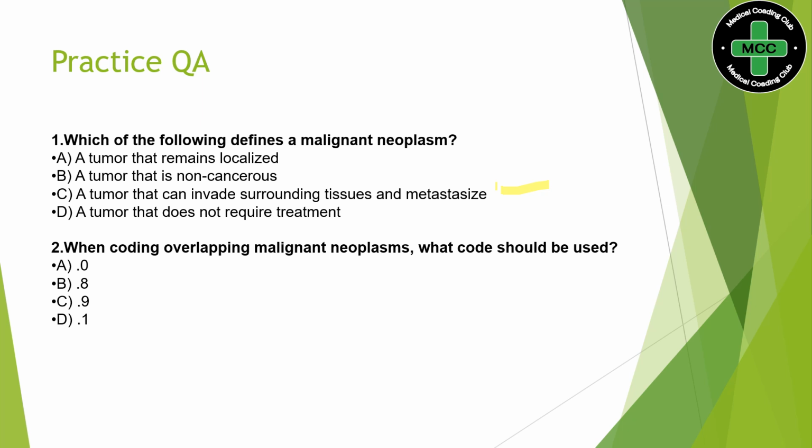And when coding overlapping malignant neoplasm, what code should be used? So here, which code should be used? The answer should be B, 8. Okay, we will be using category or subcategory as 8.